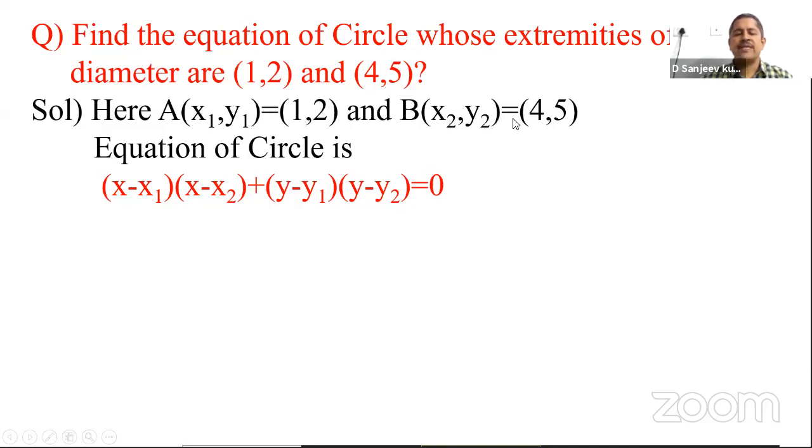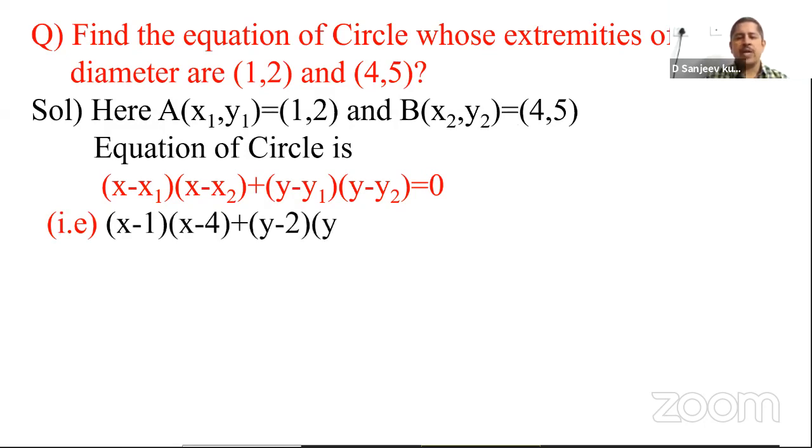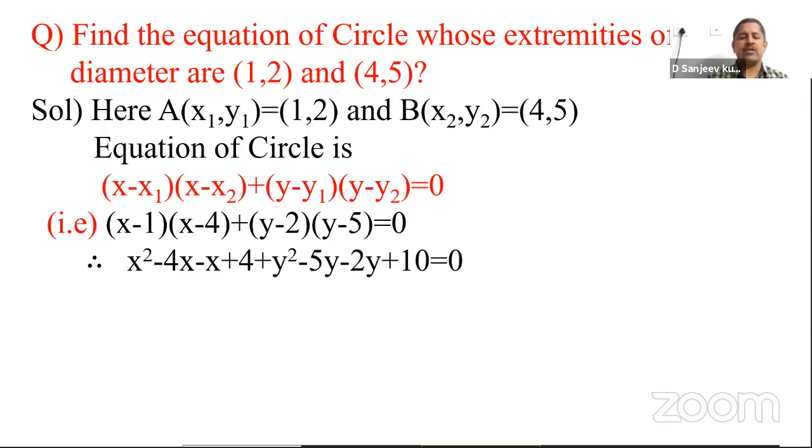So substitute it. We get the equation as (x − 1)(x − 4) + (y − 2)(y − 5) = 0. Now you have got two terms here. You can multiply these two terms. So you get x into x, x square, minus 4x, minus x, plus 4. Likewise, y square minus 5y minus 2y plus 10 is equal to 0.